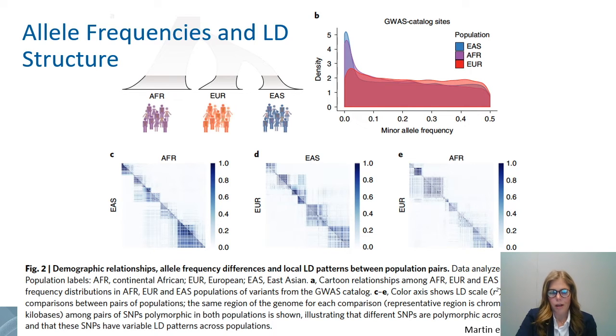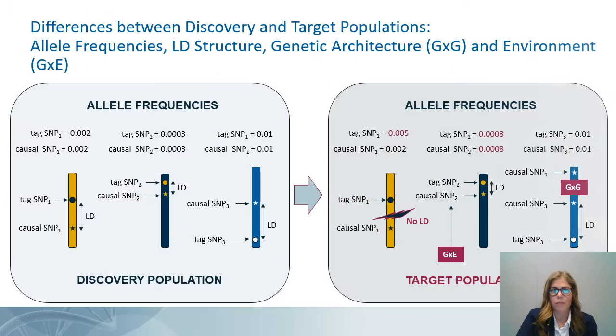And across the panels here, C, D, and E, you can look at the correlations between SNPs as the visualization of the LD structure in the different ancestral populations. So there are differences in LD structure and in allele frequencies across populations that can have an impact on the portability of polygenic risk scores from one population to another.